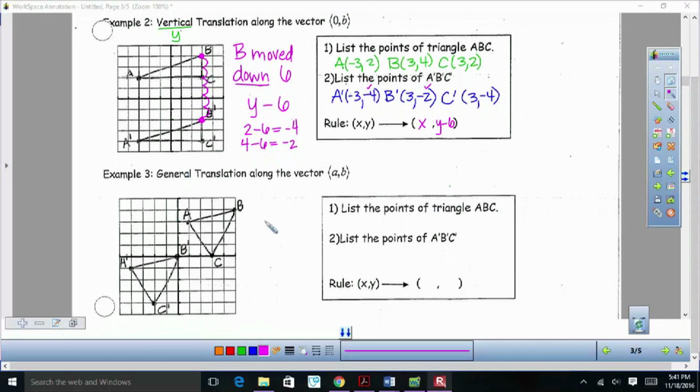Okay, so I want you to try example 3. I want you to write down these points, and then I want you to write what you think the rule is.